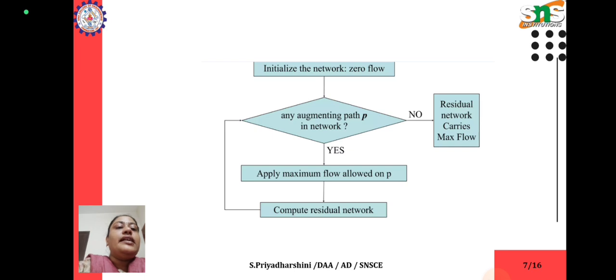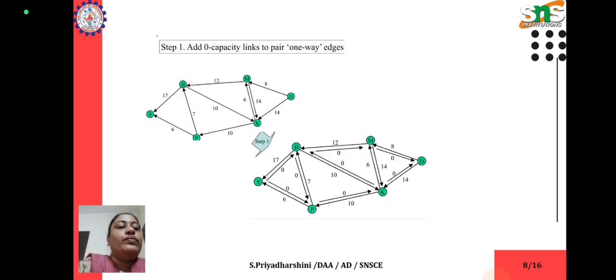So let's see the algorithm. First, initialize the network with 0 flow. Find any augmenting path P in the network. If yes, apply the maximum flow allowed on P and compute the residual network. If you cannot find any augmenting path, then the residual network carries the maximum flow. Now let's delve into the topic deeply with all the steps. Step 1: we assign 0 flow to all the edges.